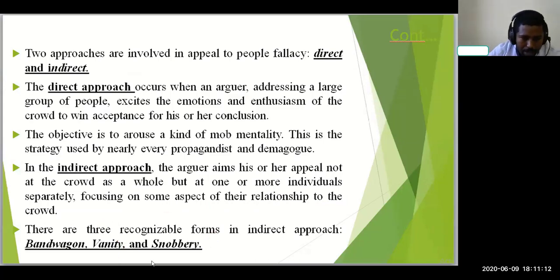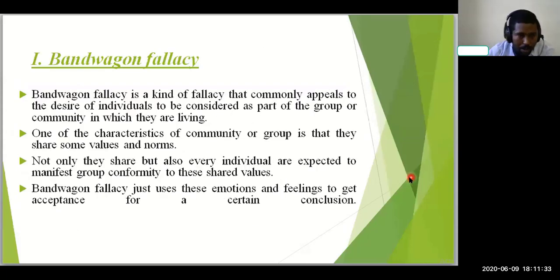So depending on this understanding, we can look at the forms of the indirect approach of appeal to people fallacy. The first one is the bandwagon, the second one is the vanity, and the third one is the snobbery. Let us look at this one by one. Bandwagon fallacy.